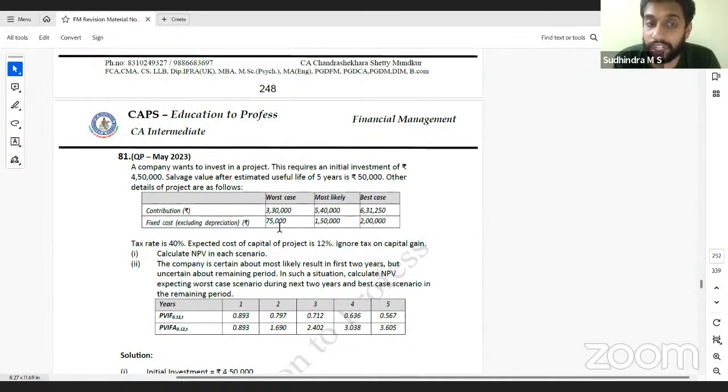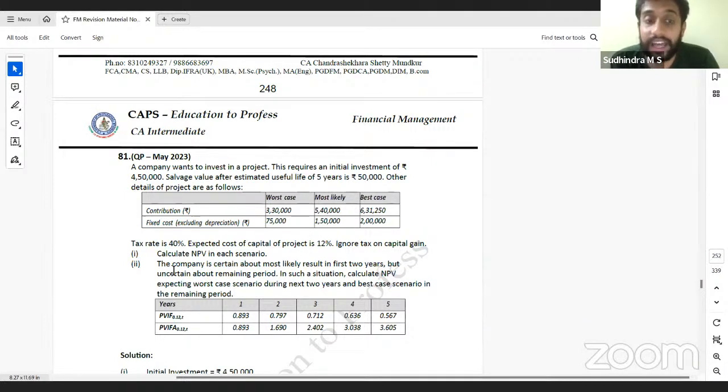Contribution minus fixed cost, you will get the profit. Correct? Then have they given us depreciation? Initial investment of 4.5 lakh, salvage value of 50,000, useful life of 5 years. You can calculate depreciation. Then apply the tax rate. That will give you profit after tax. Adding back depreciation will give us cash inflow after tax. So that you will discount at 12%. Under all the three cases, you will get NPV.